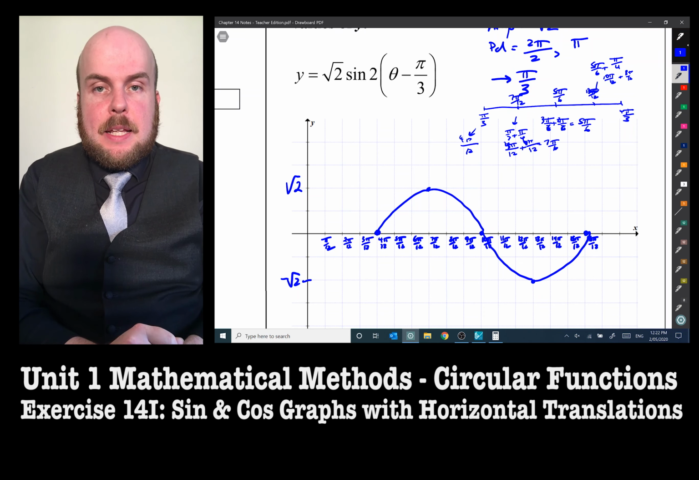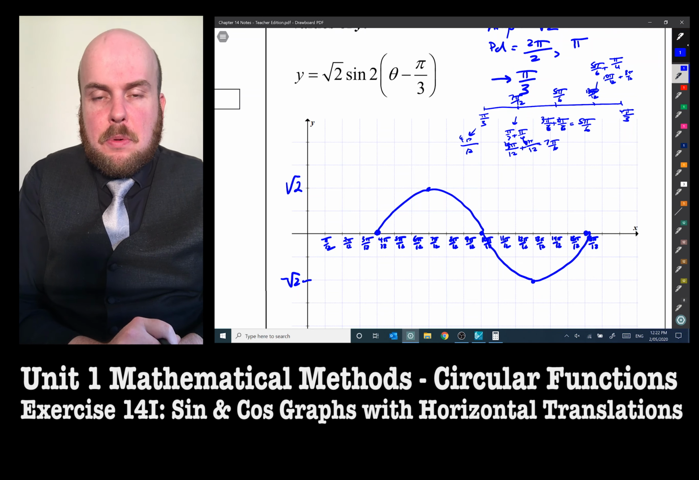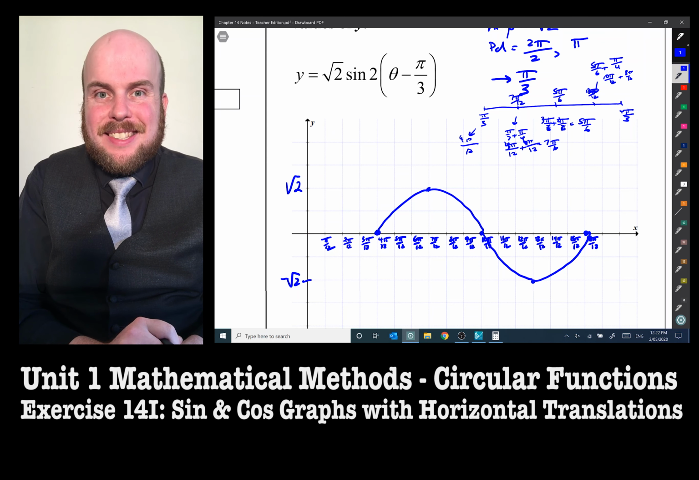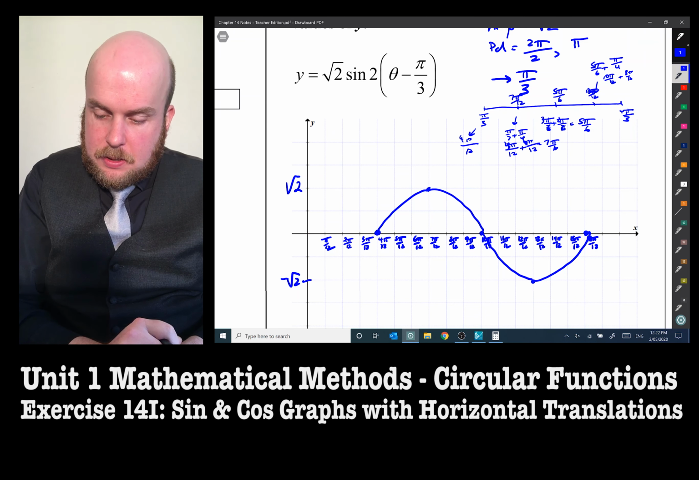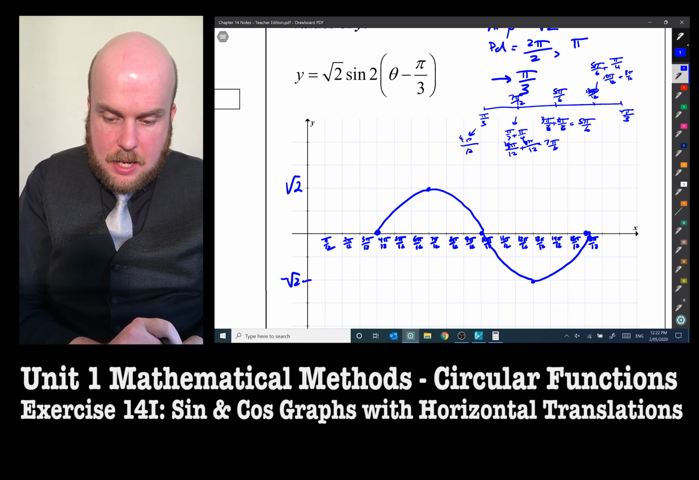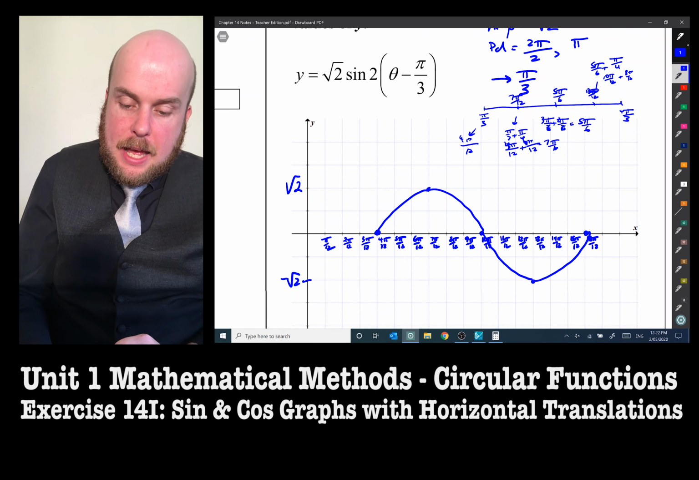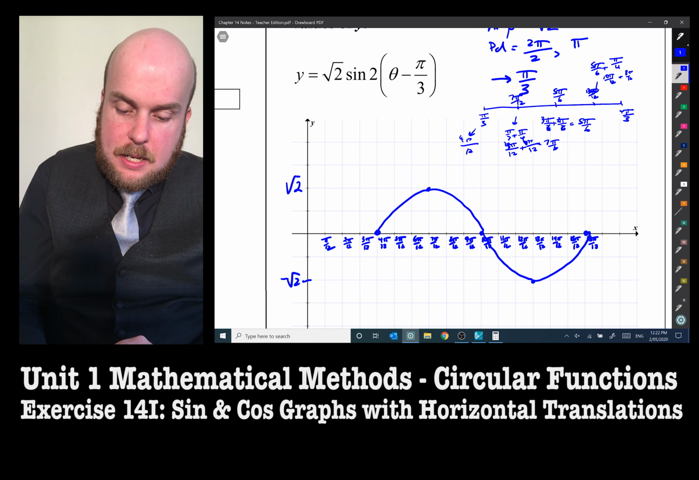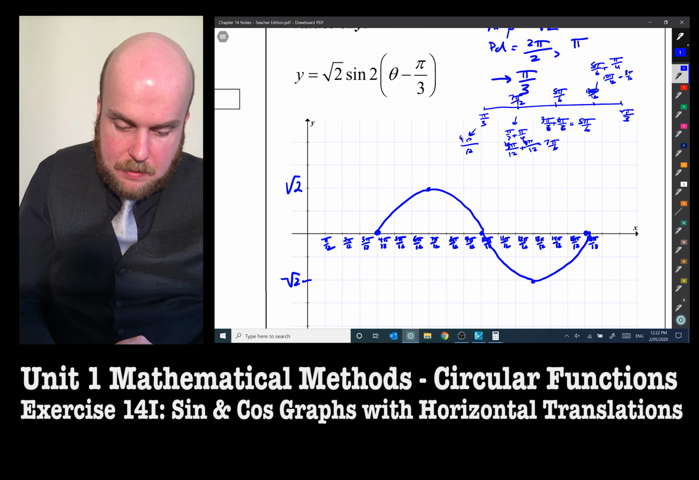Now it says one complete cycle. When it says one complete cycle, what it usually means is it wants us to start from 0. So if we were to continue that pattern back, what's the pattern here? 1, 2, 3.